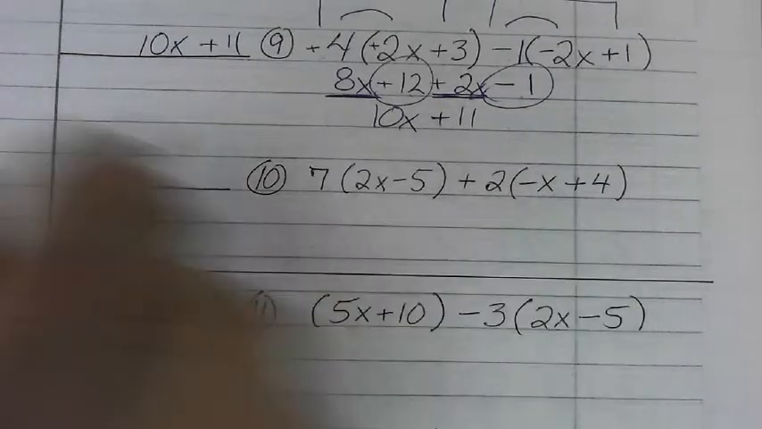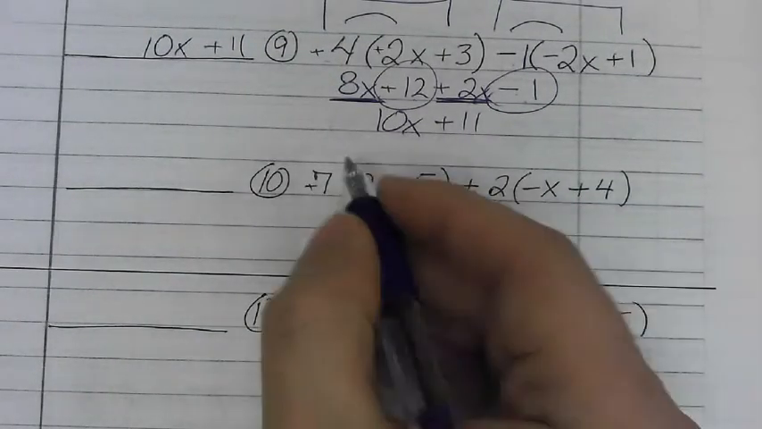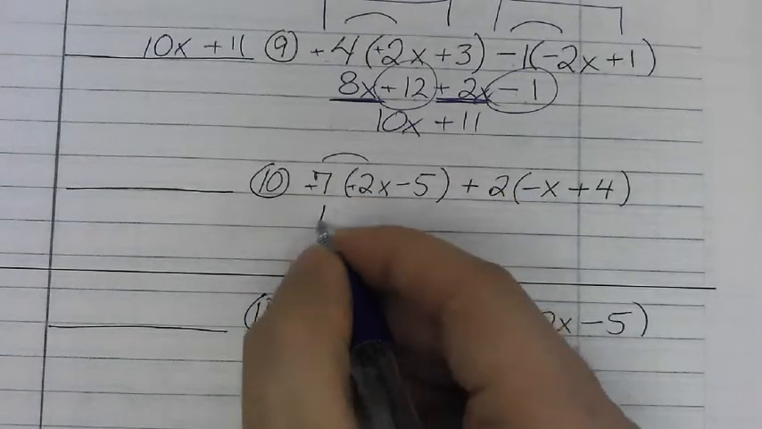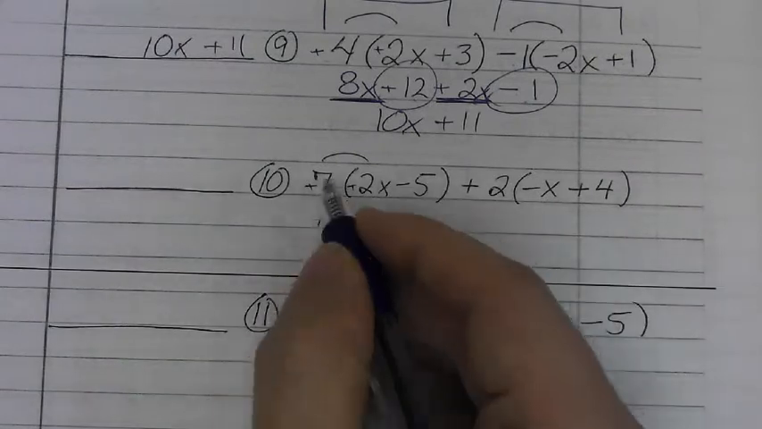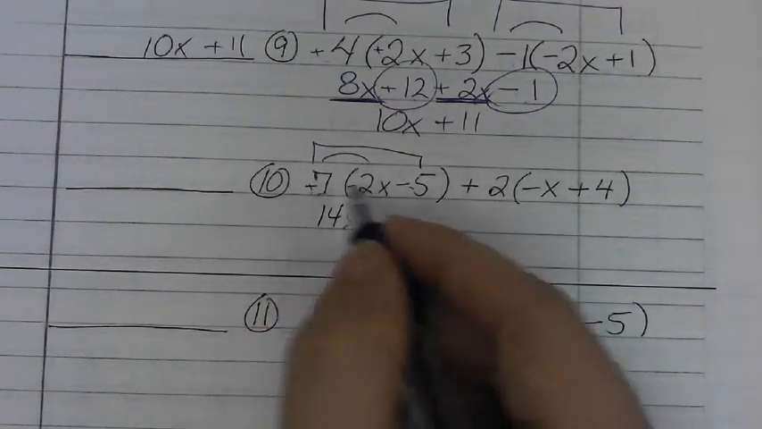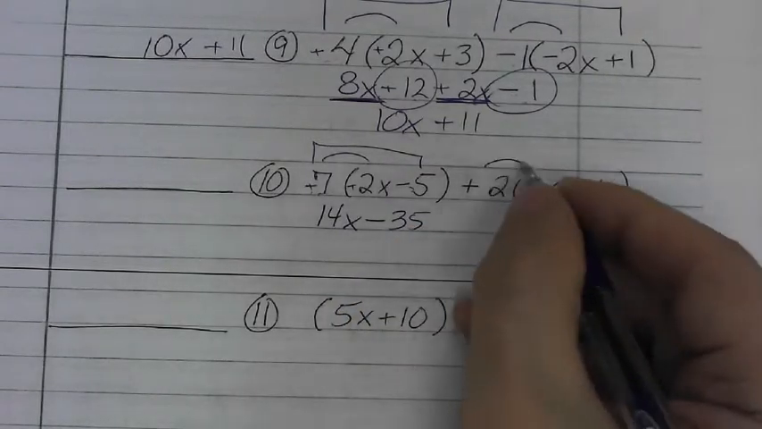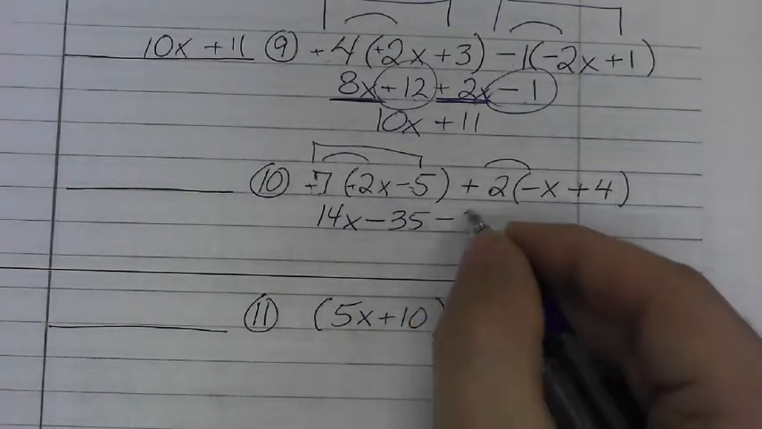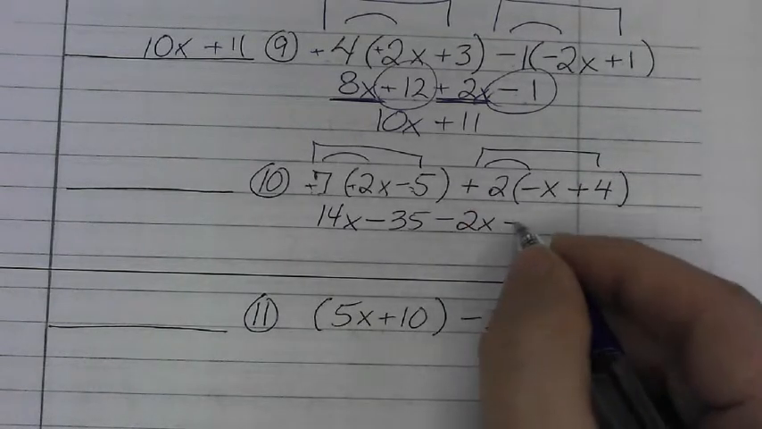Next, Mr. Armsworth, please. I have positive 7 times positive 2. So I get 14, and it's 2x, so 14x. Here, the signs are different, so I have minus 35. Here, the signs are different, so minus 2x. And here, the signs are the same, so plus 8.